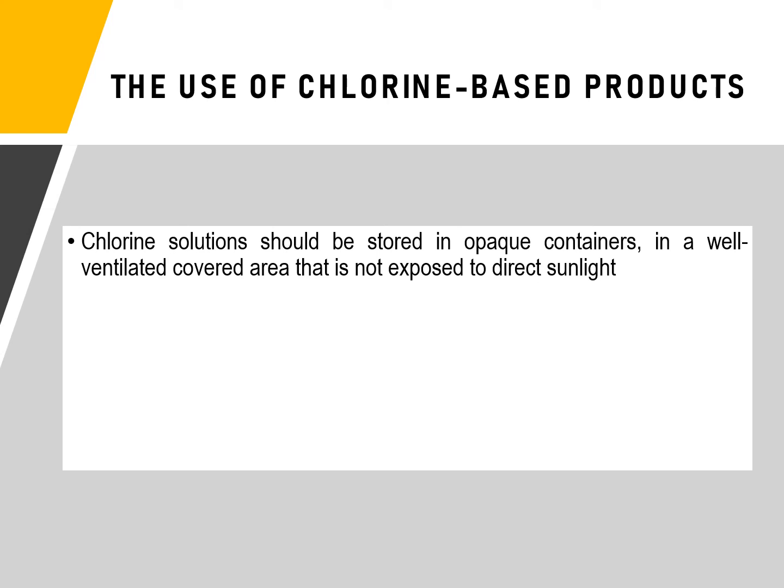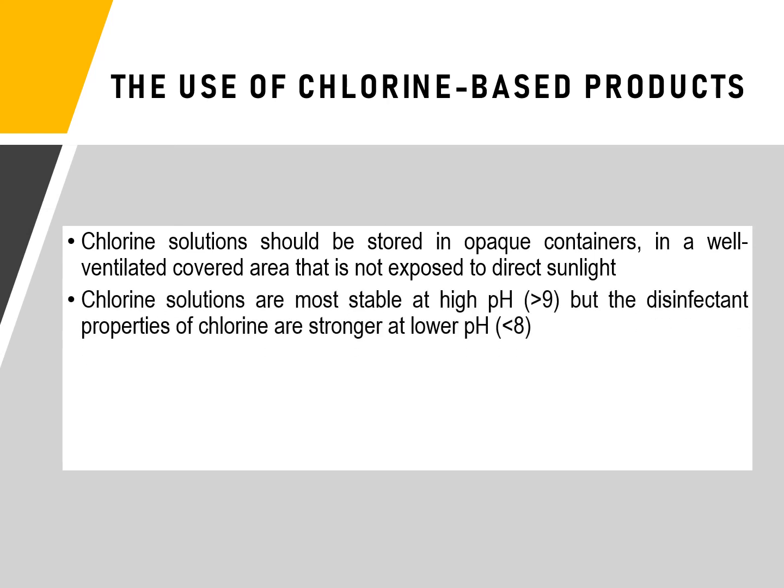Chlorine solutions should be stored in opaque containers inside a well-ventilated area that is protected from direct sunlight, because if you're going to expose your chlorine solutions to direct sunlight, it will actually decrease the effectivity of the disinfectant. Chlorine solutions are most stable at high pH, greater than 9, but the disinfectant properties of chlorine are stronger at lower pH, that is less than 8, or neutral leaning towards acidic.